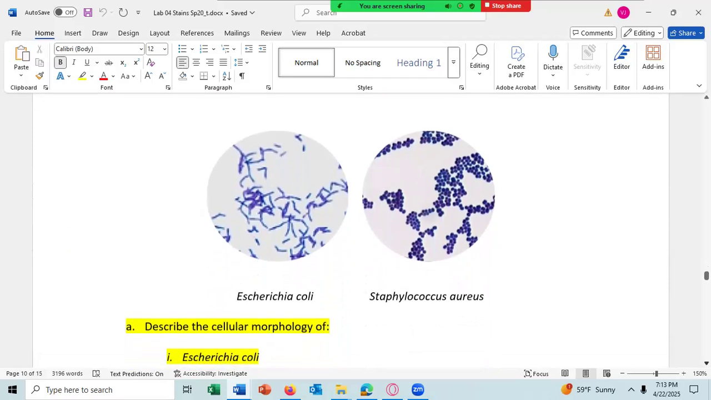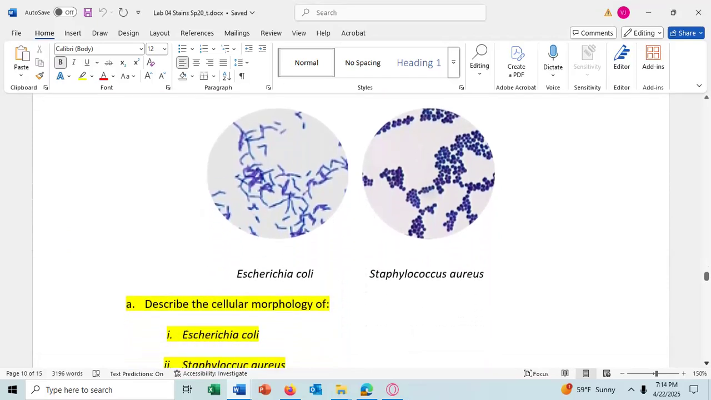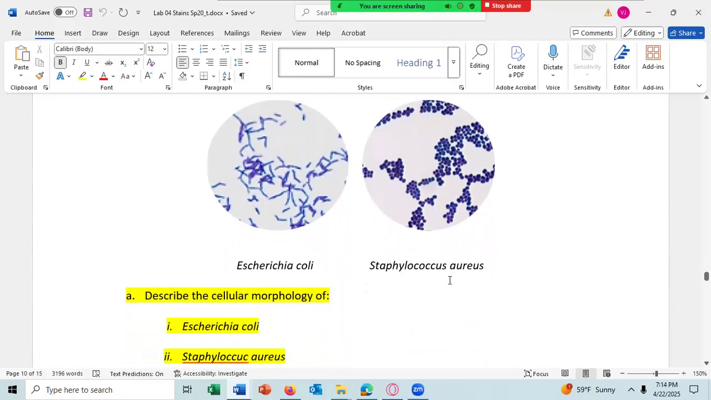Here we're looking at some cells that have been simple stained, Staphylococcus aureus and E. coli. Let me warn you, this picture is a bit grainy, and it looks like the cells are pleomorphic or something. You'll note that that right there is one cell. That's one cell. Right there is one cell. There's one cell. So this is not a pleomorphic cell.